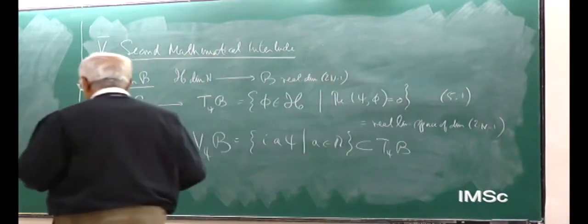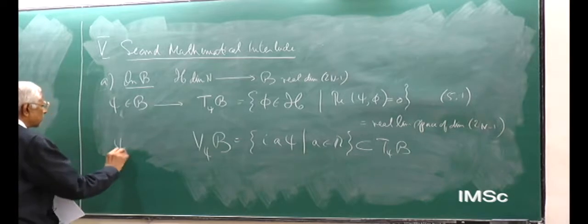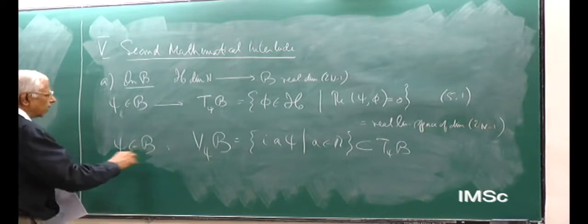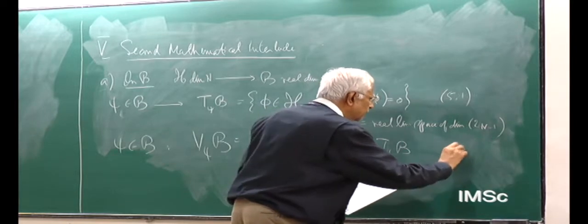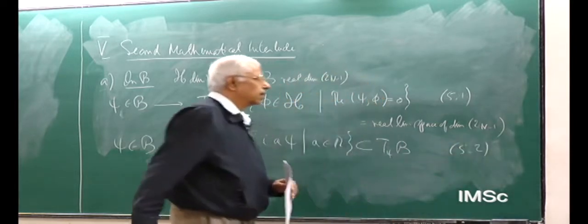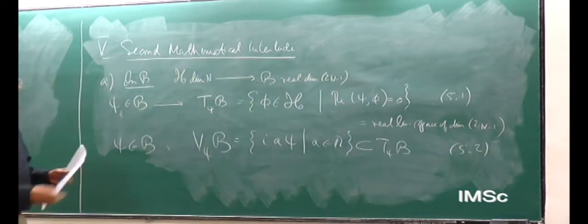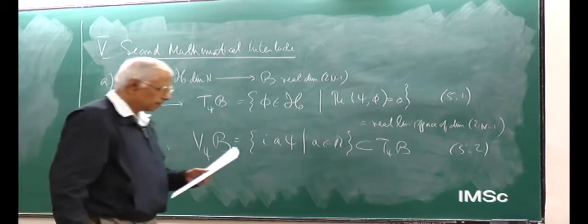So I will write here again. This is something available at every point of B, and this is called the vertical subspace of the tangent space. Vertical because in that picture you can see it corresponds to moving along the fiber. Okay.